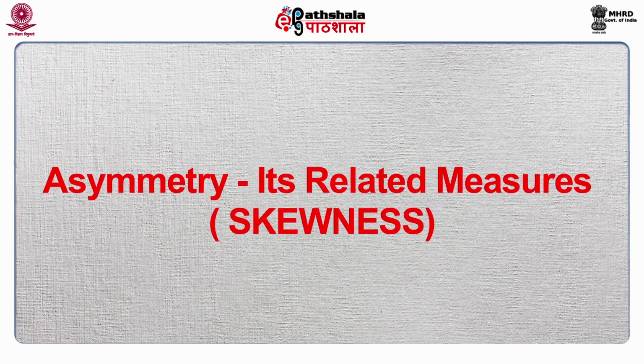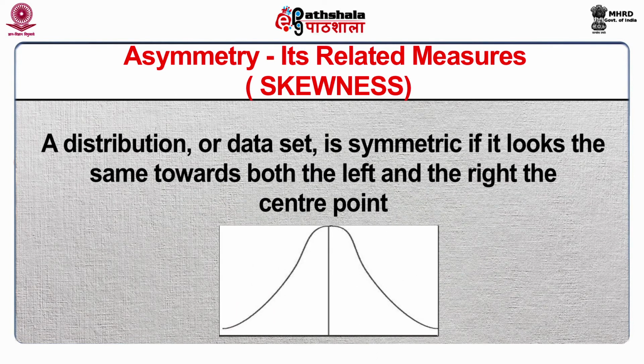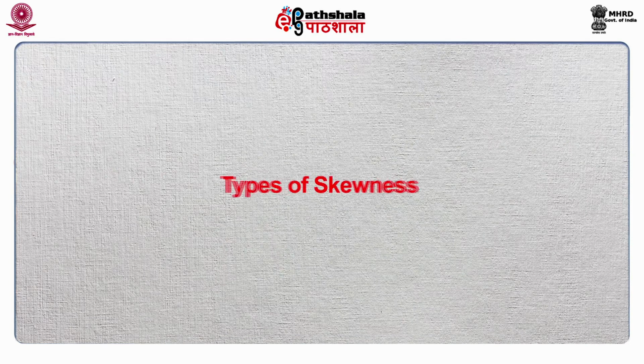Now we come to the last part, the asymmetry. Now the first asymmetry measure is the skewness. Skewness is a measure of asymmetry. More precisely, it refers to the lack of symmetry. A distribution or data set is symmetric if it looks the same towards both the left and the right from the center point. The types of skewness.